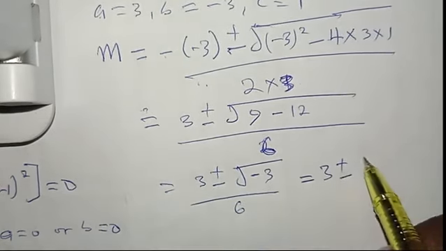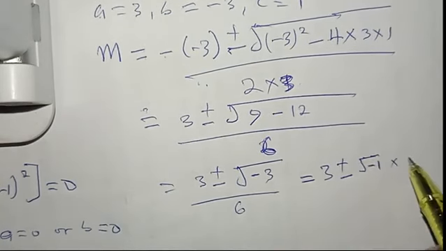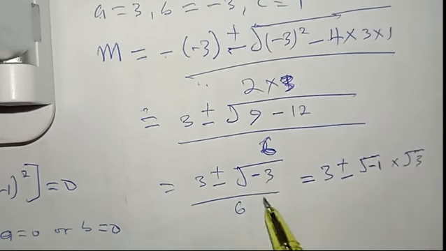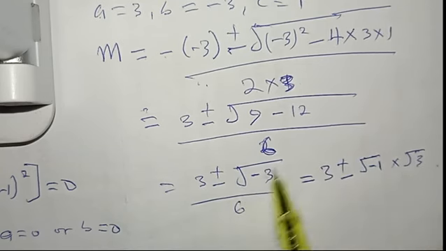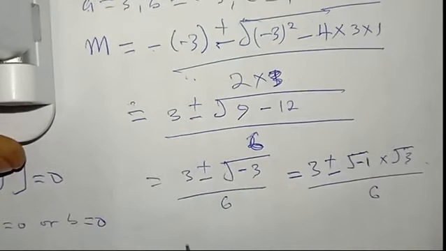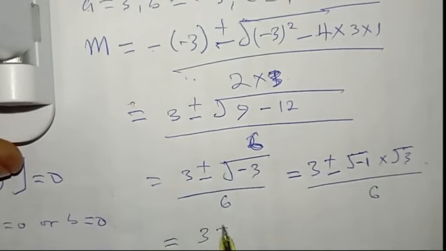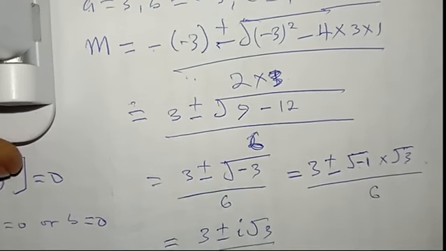We can actually split these to be root of minus 1 and then multiply by root 3, so that when I multiply these two roots right here, I'm going to have root of minus 3, and it's all divided by 6. Of course, this 3 plus or minus root of minus 1 is actually i, and then multiplied by root 3, divided by 6.